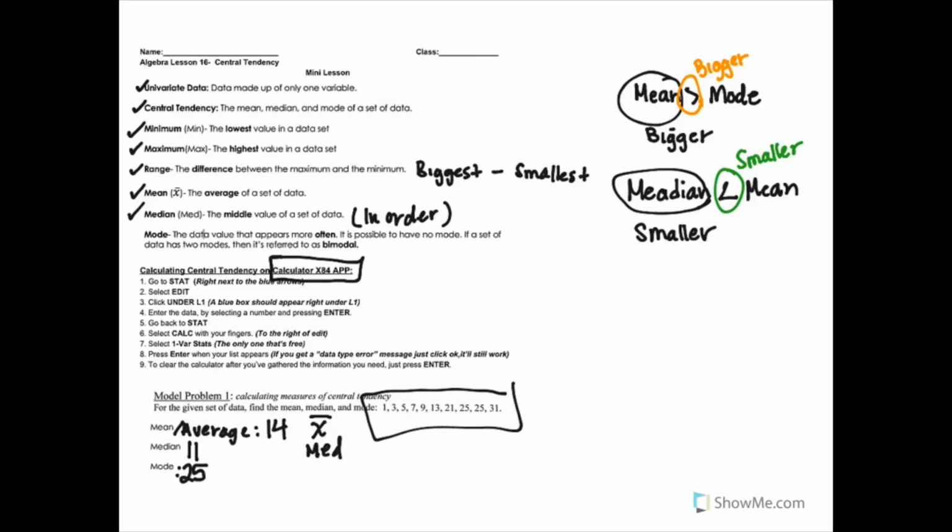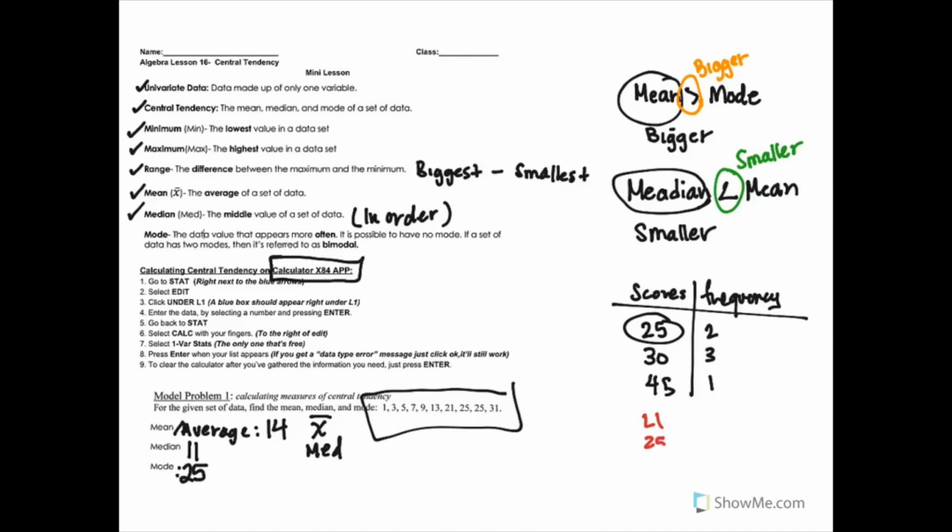Okay, and then the other thing you might see in your mini lesson, maybe you would have a frequency table like this, where maybe, I don't know, I'm gonna put just random things here. The frequency just tells you how many of whatever you have here you actually have on your table. So for example, a frequency of 2 means that 2 people actually got a score of 25. So when I go in my calculator and I go in L1, I'm going to put 25, 25.